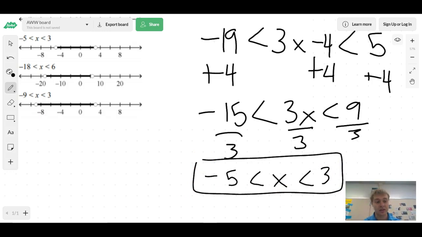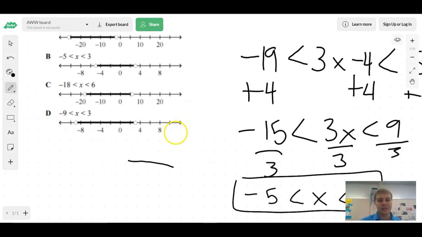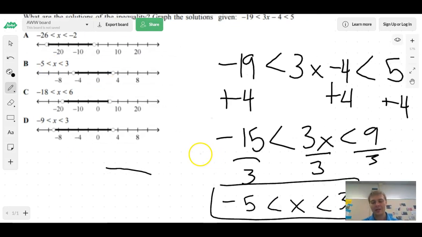Now we have to look for where it's going to be on the graph. So I know this is an open dot, and this is an open dot, which, if we look over here, doesn't help us that much because they all have open dots. But the nice part is we do know that this is 3 and this is negative 5, so we just have to find where 3 and negative 5 would be, which I believe is B. Oh, and they even had it written for us up here. Well, that's kind of nice. So that would be our final answer. Let's do the next one.